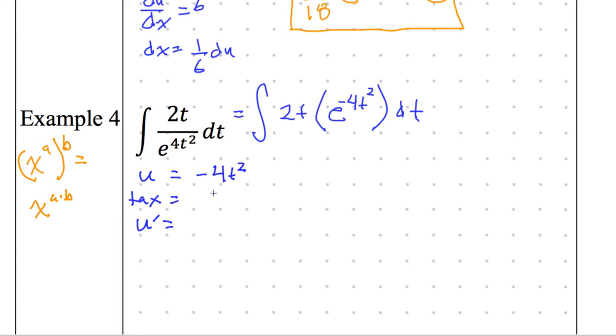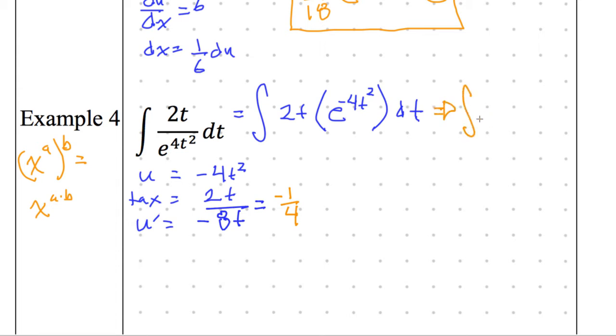What is TaxPan? Someone aside from Ben? Arrow? Rochelle? 2t. And U prime, therefore, is? The natural log. No, careful. This would be -8t. That means we're going to pay TaxPan with what fraction? -1/4. Yep. And when we rewrite TaxPan, which is going to be this step right here.